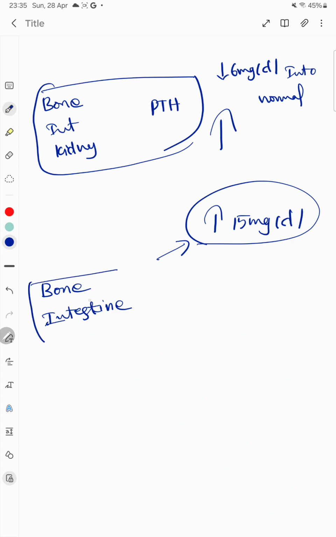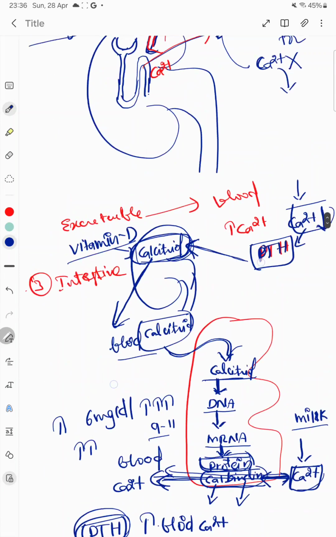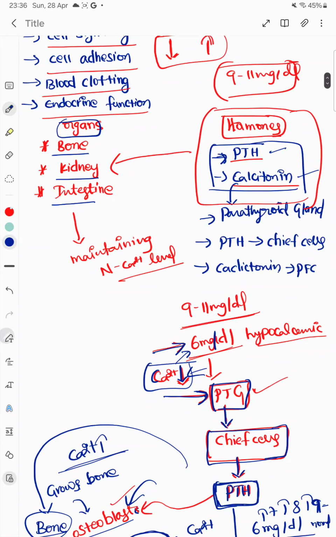Okay, so these two organs are involved in regulating, or decreasing, the calcium level from 15 back to the normal 11. What do they do? The intestine and the bone. But now, in order to reduce the calcium level, PTH does not work. Instead of PTH, I already told you in the first few steps, it is called calcitonin. We have already discussed this calcitonin, right? PTH is over. PTH increases the calcium level from a low level.